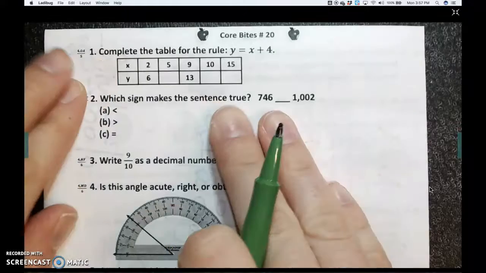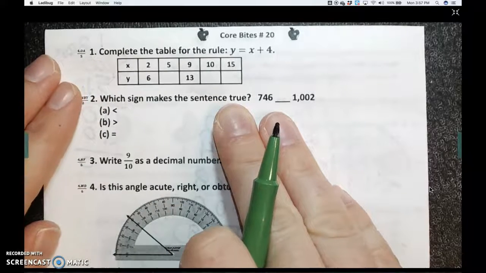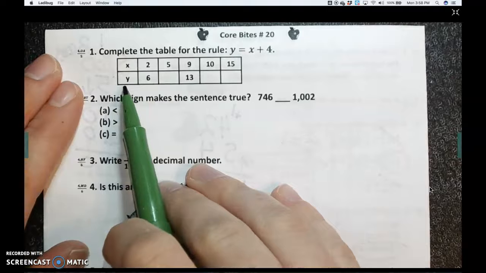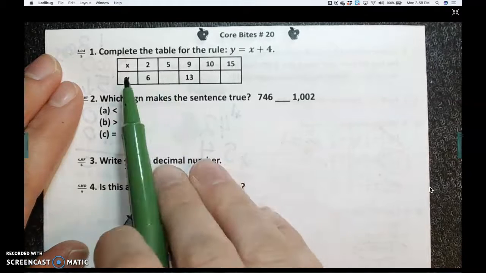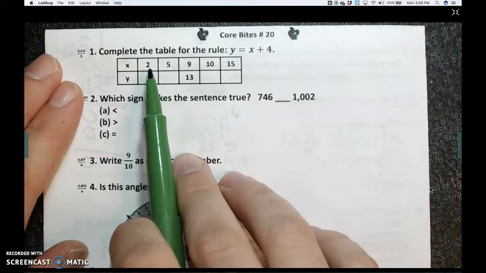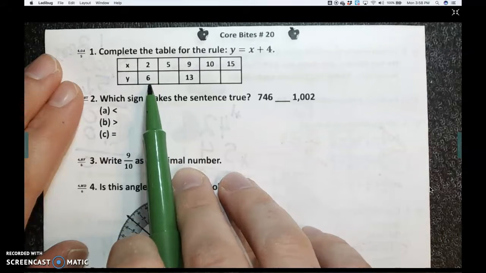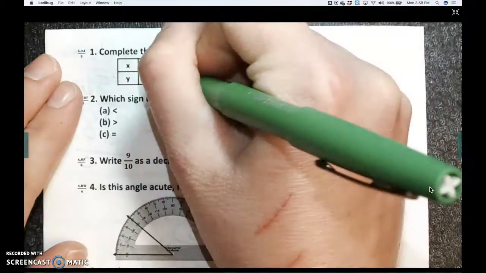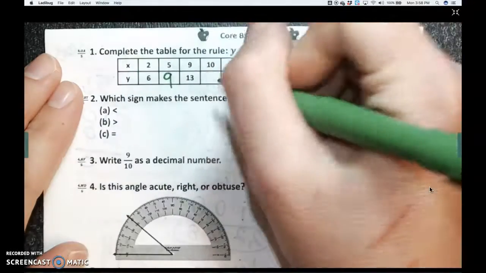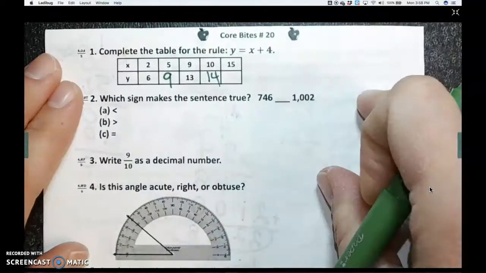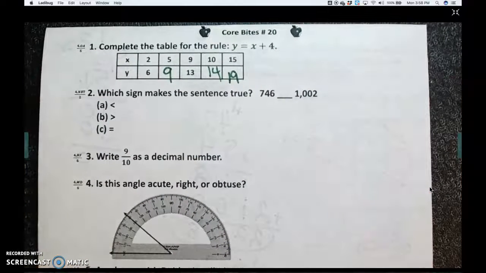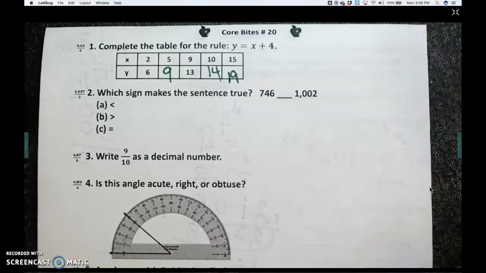The first thing we have is a function table, and it gives you the rule y equals x plus 4. So here is y, and it is created once you take x and add 4. So 2 plus 4 gives you 6. 5 plus 4 gives you 9. 9 plus 4 gives you 13. 10 plus 4 gives you 14. 15 plus 4 gives you 19. So that is a cool way to use the equation to figure out the answer.